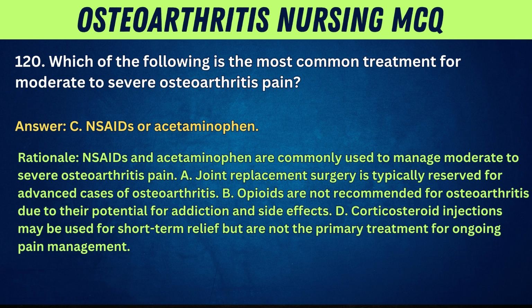A. Joint replacement surgery is typically reserved for advanced cases of osteoarthritis. B. Opioids are not recommended for osteoarthritis due to their potential for addiction and side effects. D. Corticosteroid injections may be used for short-term relief, but are not the primary treatment for ongoing pain management.